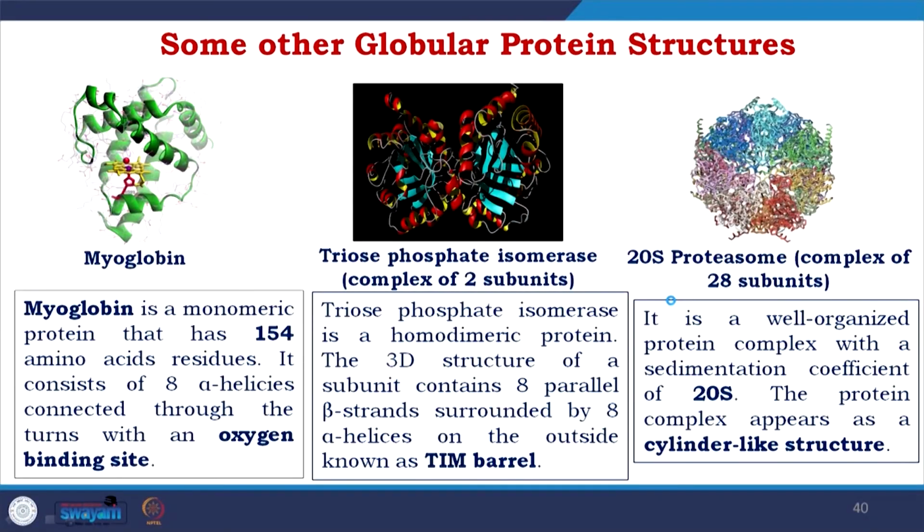20S proteasome is a complex of 28 subunits. It is a well organized protein complex with a sedimentation coefficient of 20S. The protein complex appears as a cylinder-like structure. So, these are 3 structures we have talked about: one is monomer, one is dimer and another is multimer. In that way organizational complexity enhances and a protein from one protein structure becomes a molecular machine. We will study about them.